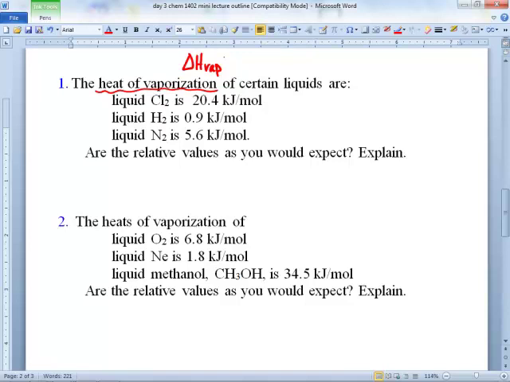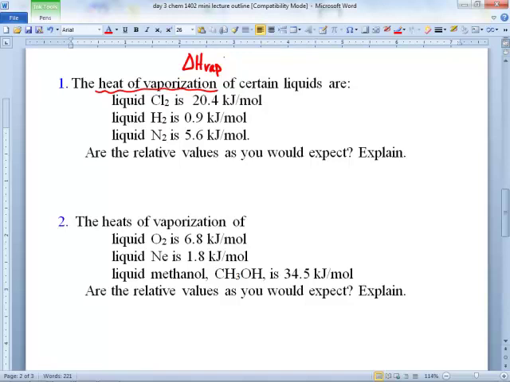Where's Maria? Why would liquid chlorine be the biggest and liquid hydrogen the smallest? Enthalpy of vaporization. Molar mass. Why is molar mass the key? Yeah, you're right. Molar mass is the key. Molar mass is what you're supposed to look at.